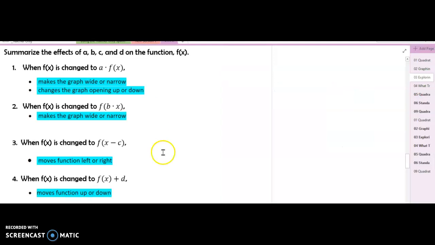Okay, and as a quick recap, when f of x is changed to a times f of x, it makes the graph wide or narrow, and it changes the opening from opening up or opening down. If it's positive, it opens up. If it is negative, it opens down. When f of x is changed to f with the b inside, b times x, it makes the graph wide or narrow. The c moves the function left or right, and d moves the function up or down.